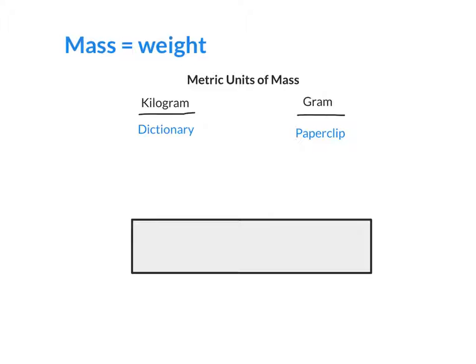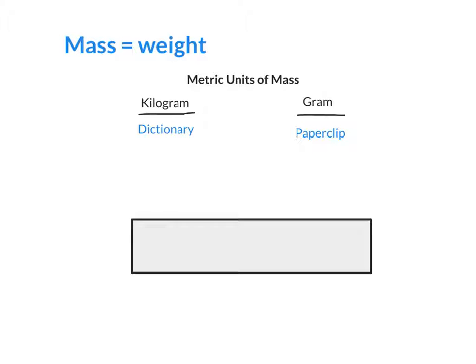Everything has mass. Does this eraser have mass? Yeah, it weighs a certain amount. Does this caddy have weight? Yeah, it weighs a certain amount. Does this book have mass? Yes. Everything has mass. Does a piece of paper have mass? Does my hair have mass? Yeah, it's just very little. Okay, it has weight. Everything has mass.